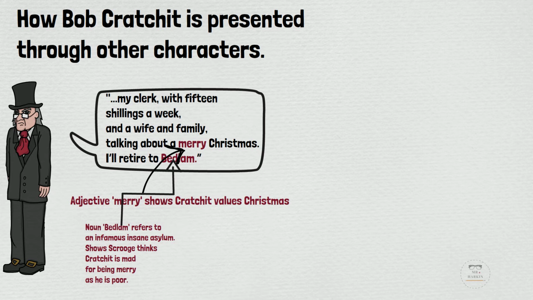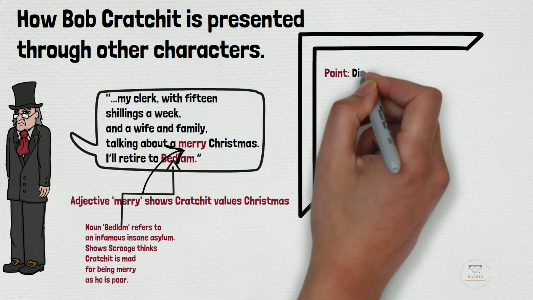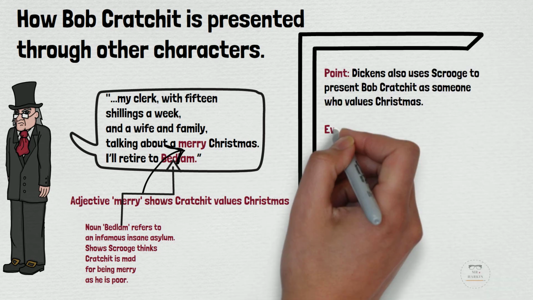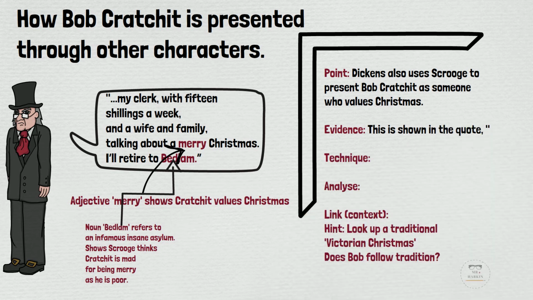Starting with my point, I could say Dickens uses Scrooge to help portray Bob Cratchit as somebody who likes Christmas. Now, have a go yourself. What word could you zoom in on here to show that Bob cares about Christmas? And what technique? Is it a verb, an adjective, a hint? For context, look up a traditional Victorian Christmas. Welcome back.